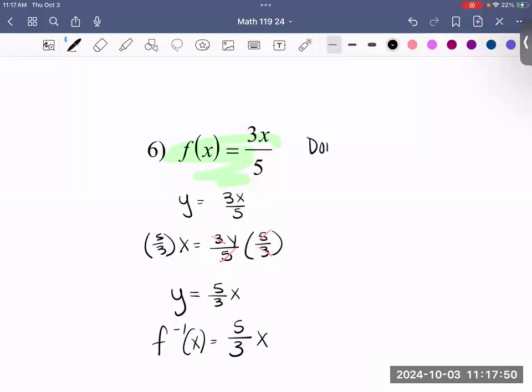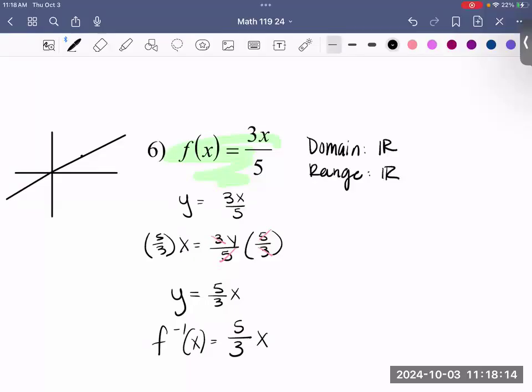And again, your domain of your original: this is a graph, a line through the origin that just goes up 3 and over 5. So something that goes kind of like this. Your domain here, all reals. Your range is another all reals, which means if we wanted to graph this other one, it is still a line. This one is just going up a little bit faster and over 3. So something like this.